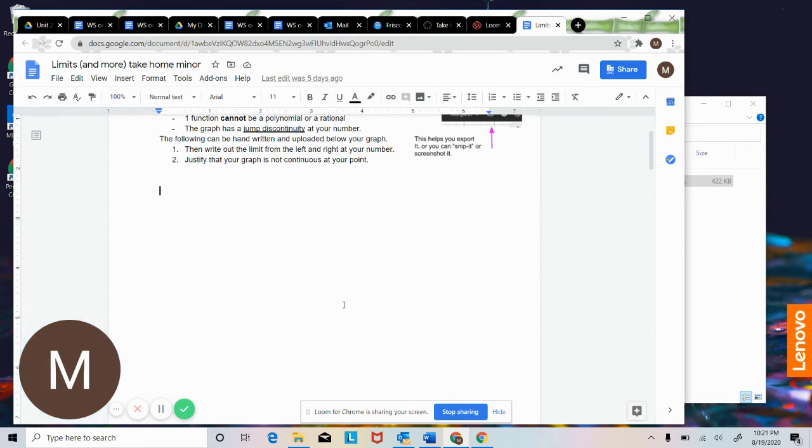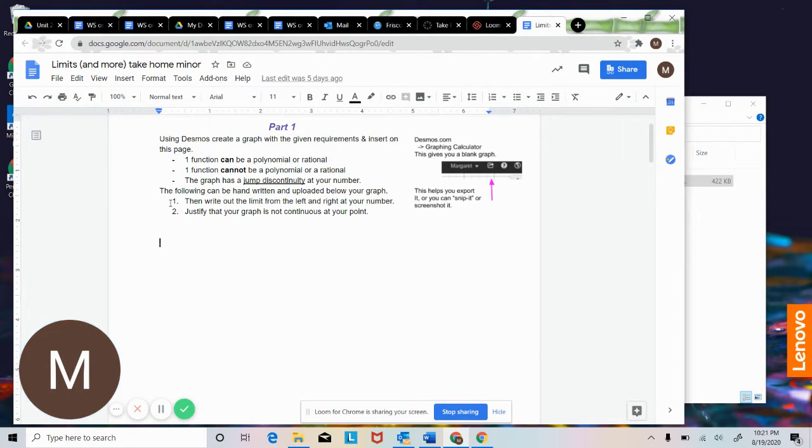Then you need to upload your graph. And there are two parts to this. You need to write the limit from the left and the limit from the right. That's one part. And then you need to justify that your graph is not continuous.